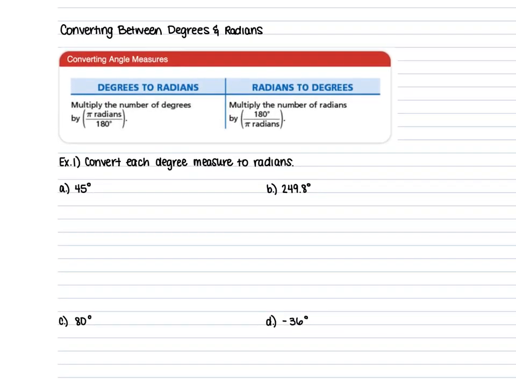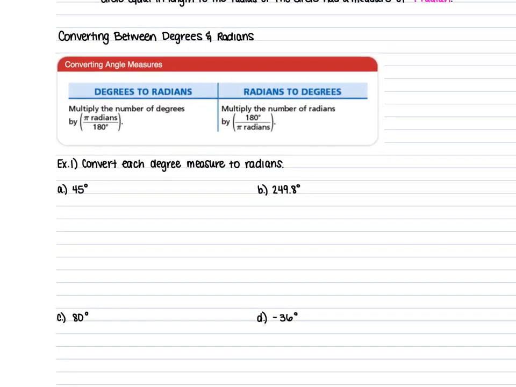So if we look at the first set of examples, we're converting between degrees and radians. By going from degrees to radians, we're going to just multiply the degree by pi radians over 180 degrees. That will cancel out our degrees and leave us with radians. Whenever you're writing radians, it's always something times pi. So a lot of times it's a fraction with pi in the numerator, or even a whole number times pi. And then if we're going from radians to degrees, you're going to multiply your radian by 180 over pi radians. And then those pi's would cancel out, so you just have your degree left.